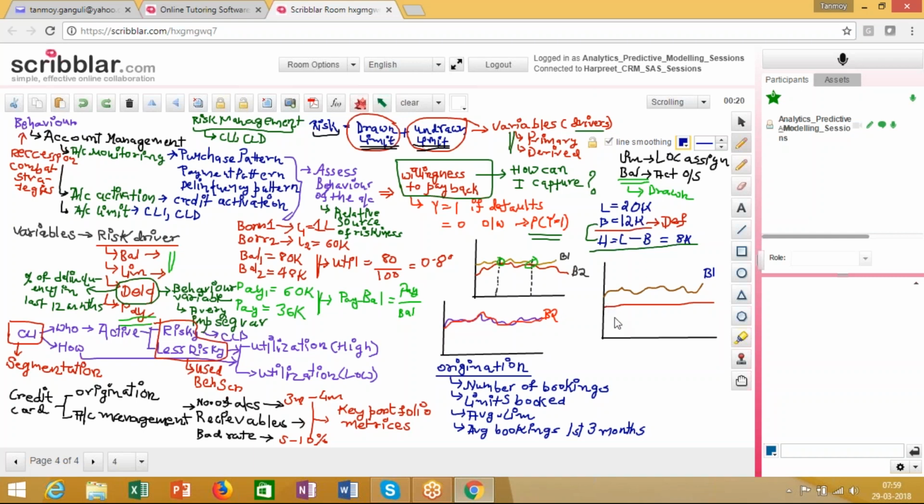So after this is done, we come more or less close to a discussion on credit cards. Now, the next thing that we need to talk about over here is the second type of revolving products, which is nothing but the ODs or the overdrafts.